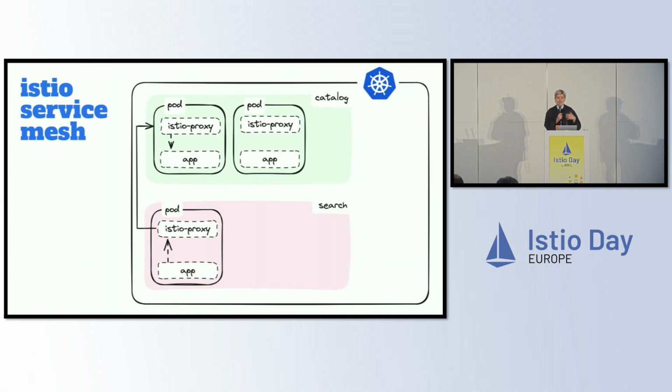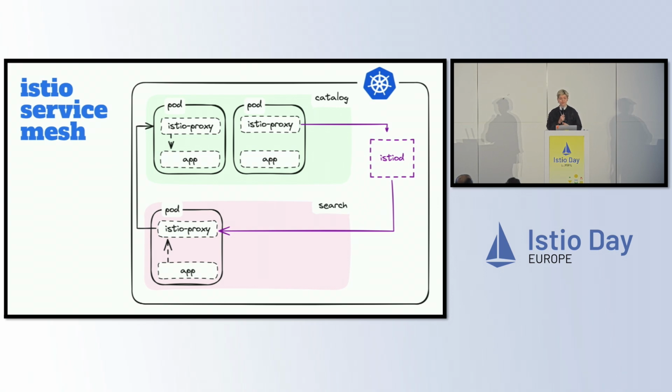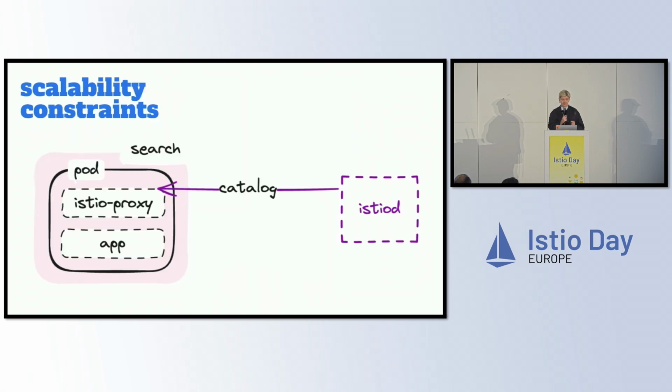Now, what happens when our catalog application scales up and there's a new pod? Can our search application immediately talk to this new pod of our catalog application? Well, not immediately. This is where the Istio control plane comes in, namely IstioD. And IstioD takes care of figuring out there is a new pod, updating the configuration, and then propagating this configuration through our data plane. Now, this is what we want. And at this point, our search application can talk to both of the pods of our catalog service.